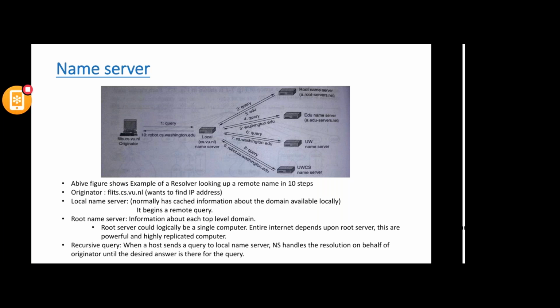Then the root server could logically be a single computer, or the entire internet depends upon the root server. These are powerful and highly replicated computers. Recursive query: when a host sends a query to the local name server, the name server handles the resolution on behalf of the originator until the desired answer is there for the query. So these two lines are the explanation of how this IP address is found.